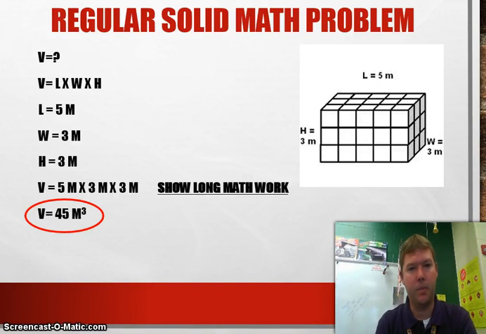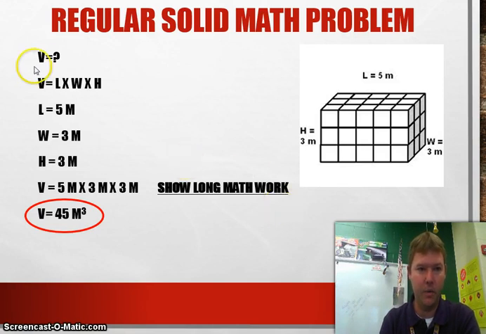Let's do a practice problem. Again, just like the irregular shaped objects that we did, I have certain steps that you have to follow. First thing I want you to write is V equals question mark, because we don't know the volume, that's what we're solving for. Write out the equation: V equals L times W times H. Now tell me what each of the letters are.